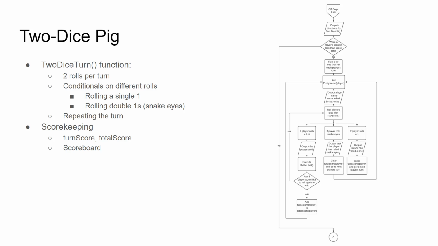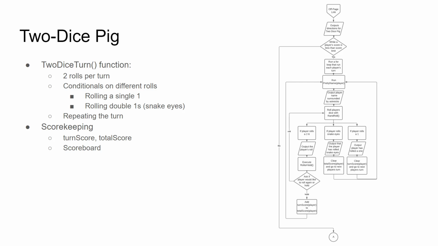Next, if a player chooses 2 Dice Pig, the 2 dice turn function rolls, and it's almost identical to Pig turn, except 2 random rolls are called at different times, so the seed varies. On a single 1 roll, the player's turn ends and the turn score is removed, just as in Pig. But on Snake Eyes, the player's entire score is deleted and they have to start over. The player is asked if they want to roll again or hold using the roll or hold function.